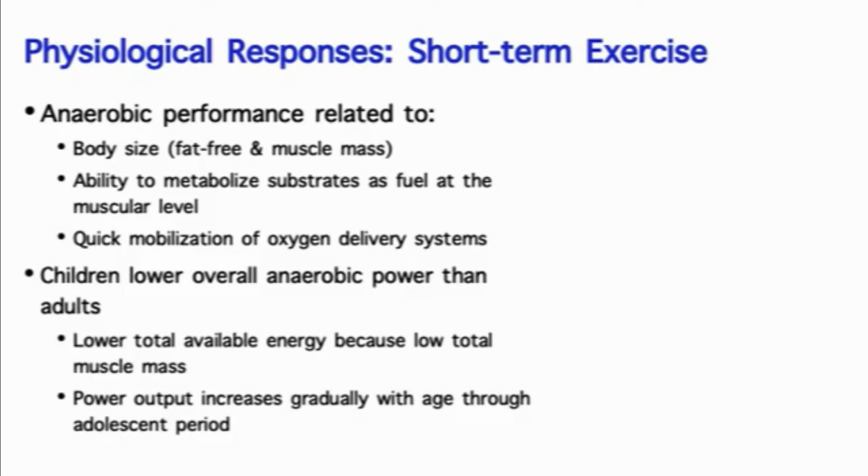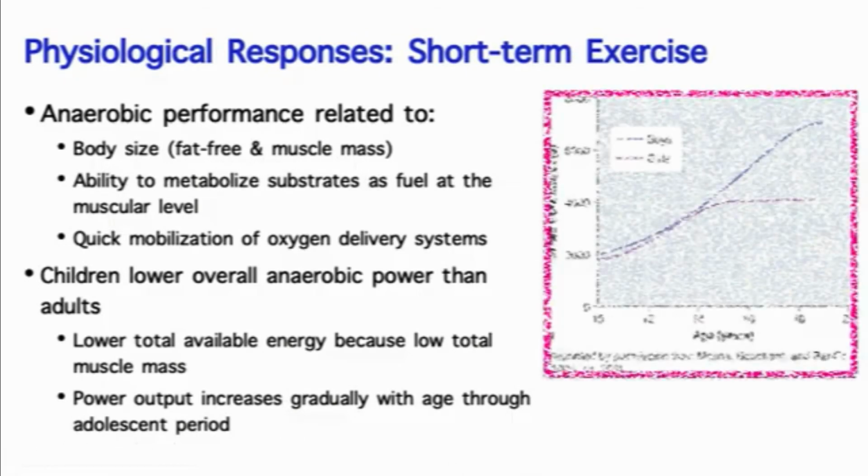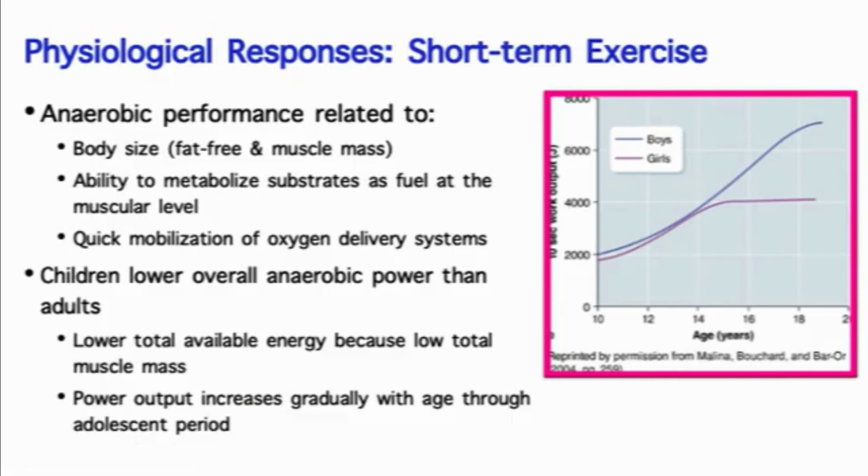Children have lower overall anaerobic power than adults do. That makes sense because of these two things. One, they have a lower total available energy because they have a lower total muscle mass, right? We know that muscle mass doesn't start to build until the adolescent period, and power output is going to increase gradually with age through the adolescent period. So total work output increases with age. That can be seen with this graph here.